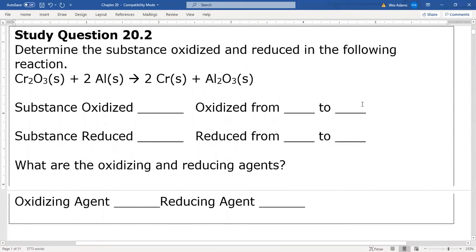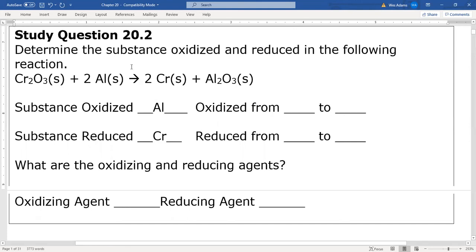So looking at this reaction, let's figure out what's being oxidized and what's being reduced. Usually, if I see metals in an ionic compound, and then I see it by itself on the product side like I do chromium, it would stand to reason that it's being reduced. So we've got chromium there being reduced. Aluminum's going into an ionic compound, so I would assume aluminum is being oxidized.